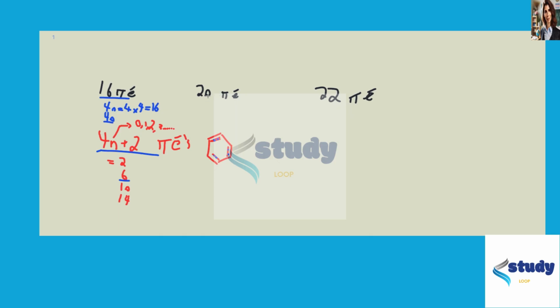What about 20? So how do we get 20? Well, if we do 4 times n, if we substitute n with 5, 4 times 5 gives us 20. So this molecule is also anti-aromatic.